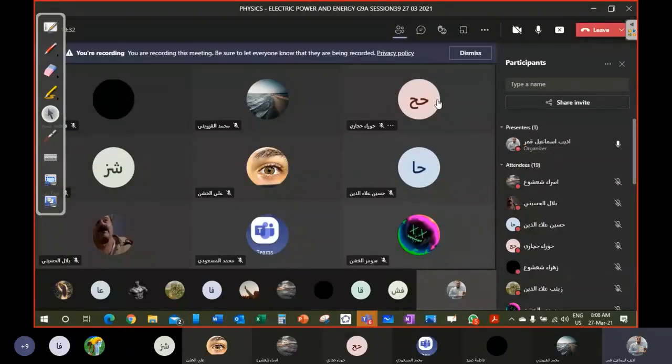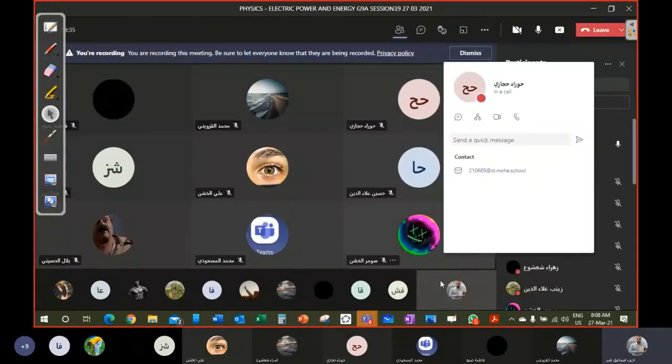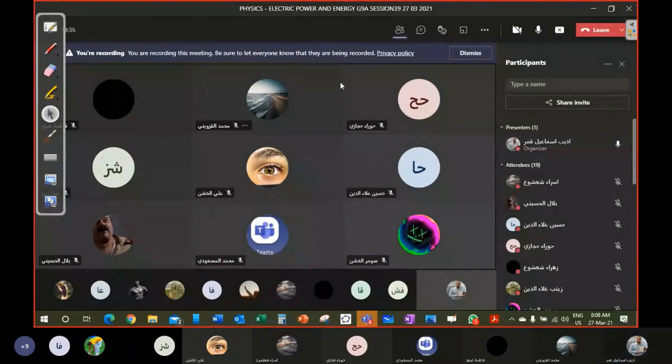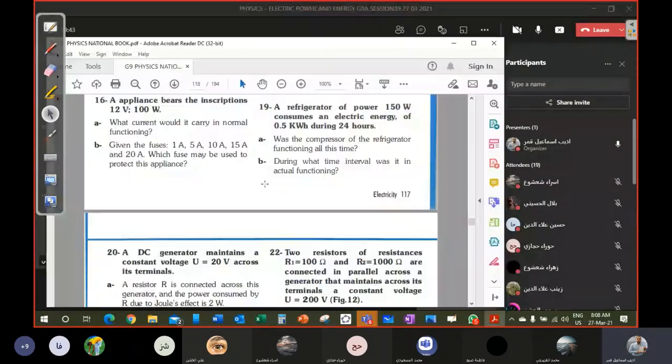In His name we start. In this period we are going to continue solving the exercises of the electric power and energy chapter. We will start from exercise number 19. Read, Zainab.